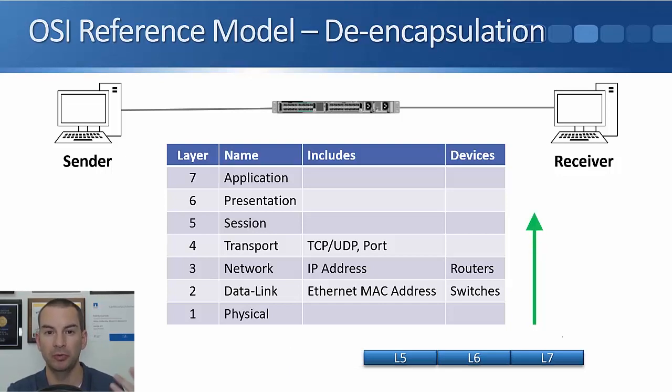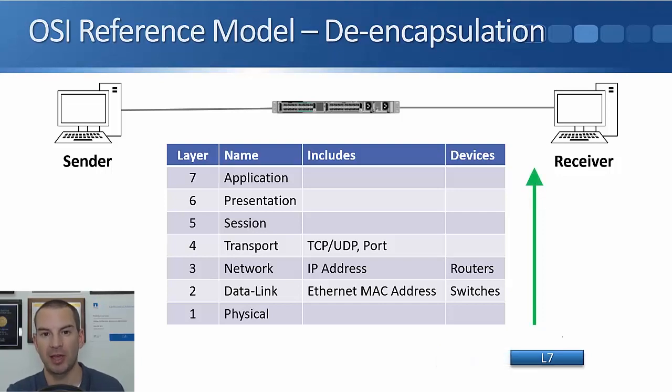Next, we will carry on with the de-encapsulation. We'll strip off the layer 4 header. We'll look at the layer 5 header at the session layer. We'll carry on up. We'll then look at the layer 6 header and then the layer 7 header. So that's the whole thing. That's how we got traffic from the sender to the receiver as far as the OSI model is concerned.